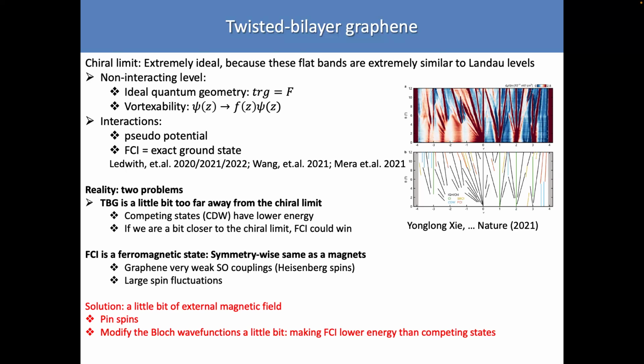This magnetic field does two things. First of all, if we apply a magnetic field, spin will not fluctuate and it will align with the field. So it pins the spin fluctuation and gets rid of magnetic fluctuations. And secondly, this magnetic field also modifies the Bloch wave function of this flat band a little bit. And it turns out that this modification of the wave function changes the effective interaction. And it happens that it lowers energy for the fractional state and makes it more competitive. And eventually it becomes the ground state of the system when the magnetic field is about 2 Tesla.